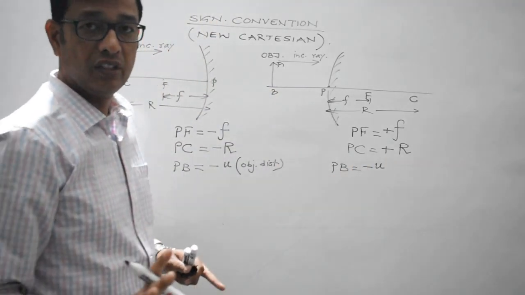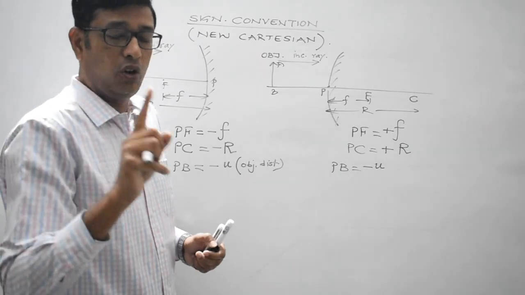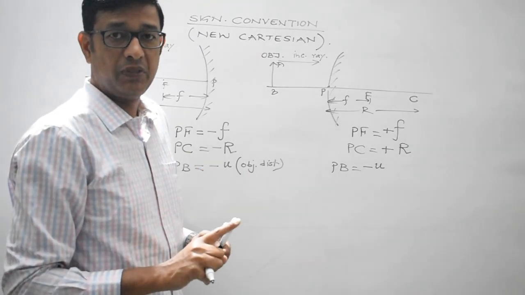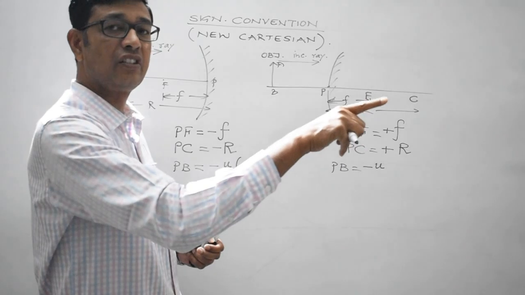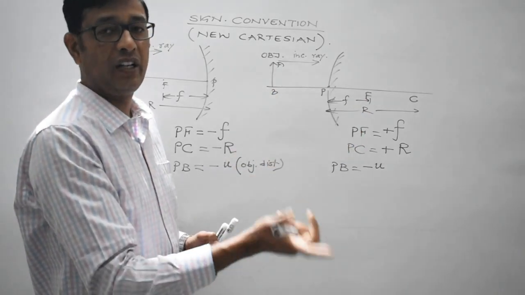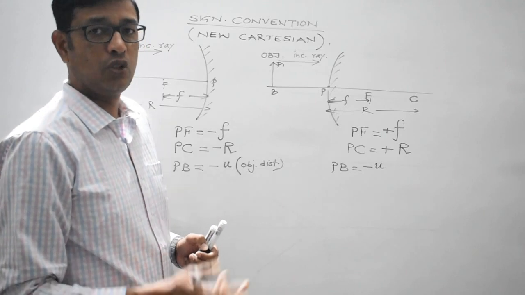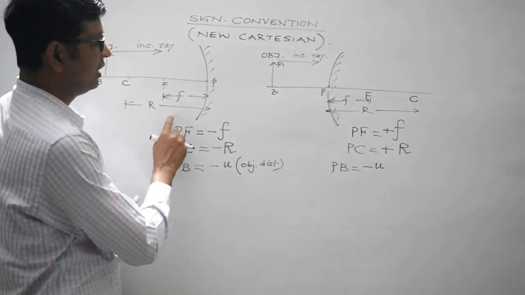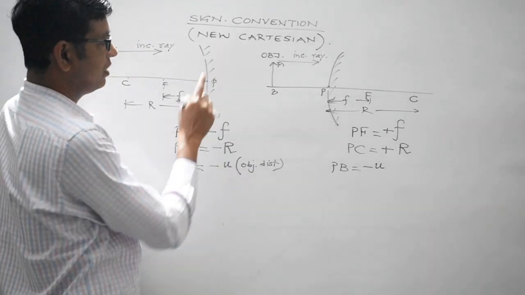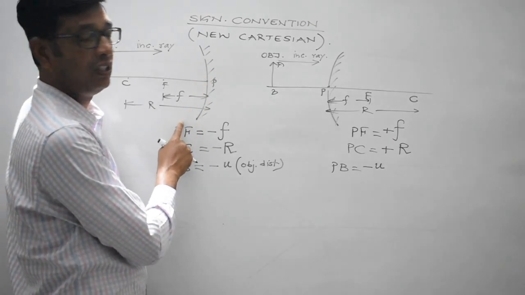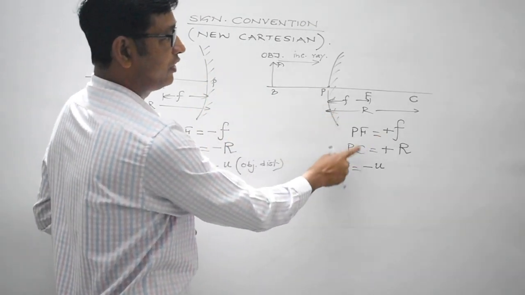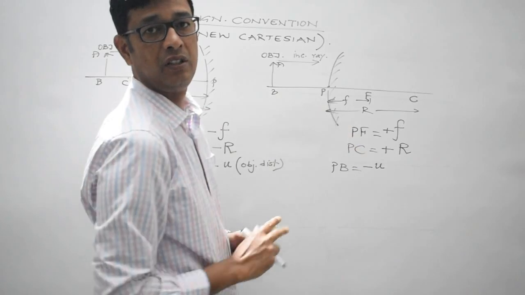So the second rule is: all the distances measured from the pole of a mirror along the direction of the incident ray are to be assigned a positive sign, while those in a direction opposite to that of the incident ray are to be assigned a negative sign. So one thing is very clear: the focal length or radius of curvature of a concave mirror or converging mirror is always negative. The focal length or the radius of curvature of a convex mirror is always positive.